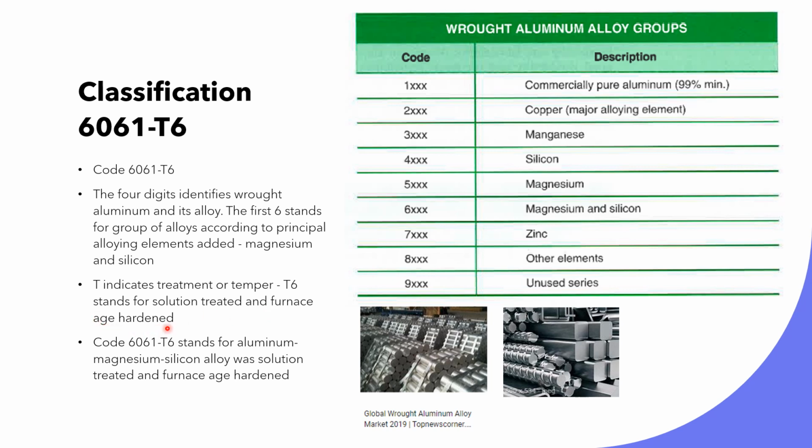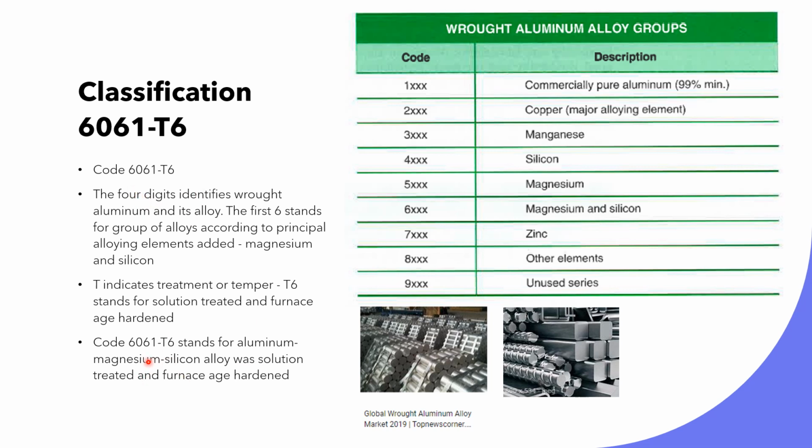Furnace age hardened means just put on the heat. Furnace means heat. Age means there's a certain time, and we heat treat it. And after heat treatment, that aluminum, magnesium, and silicon alloy becomes really hard, meaning we're increasing the tensile strength. And that's what this code means.